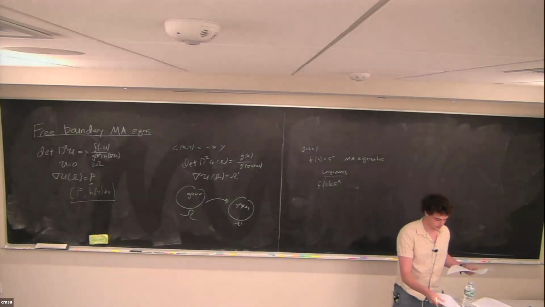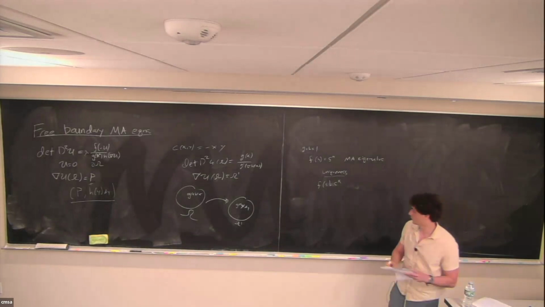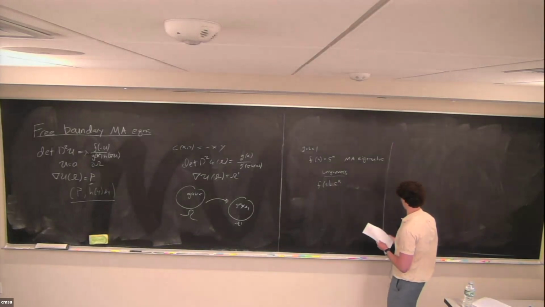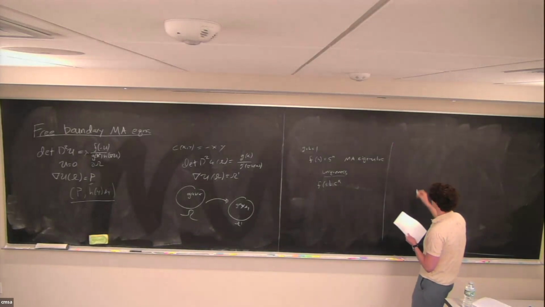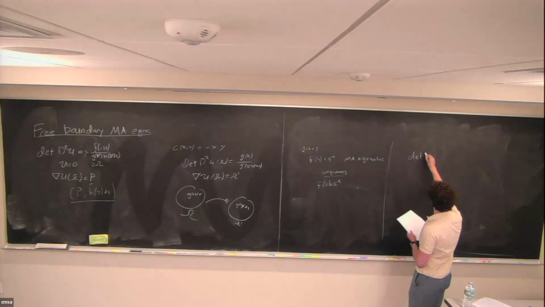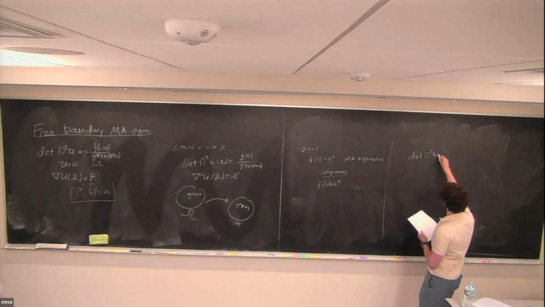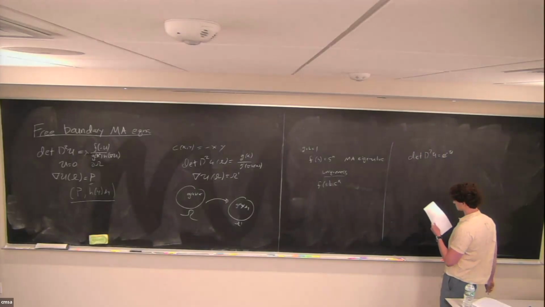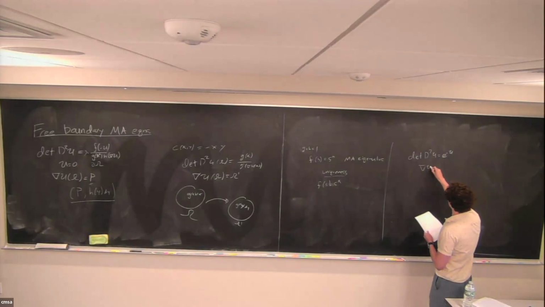Okay. Another problem that fits into this framework that's very relevant here is Kähler-Ricci solitons. So if you want to solve a problem that d squared u is equal to e to the minus u, and then nabla u of Rn is equal to P.